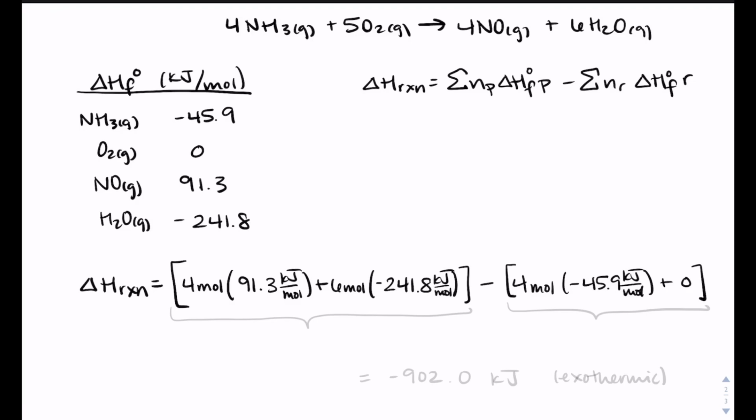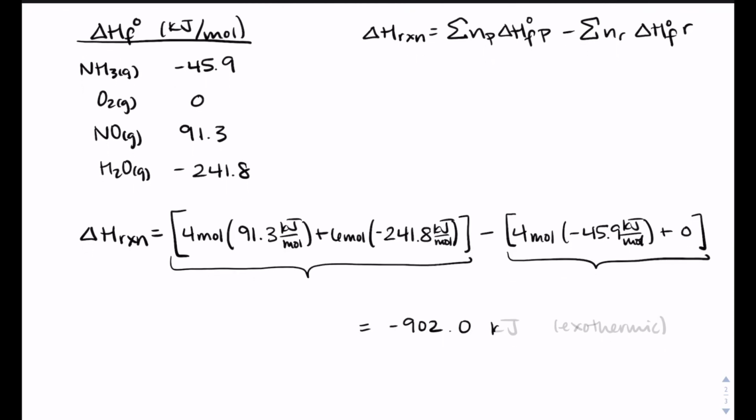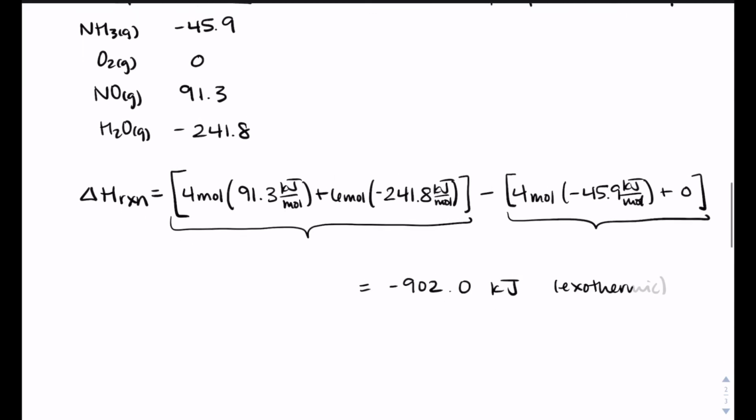I've got brackets here. I will usually find the result of each piece. It's also much easier for me to check your work if you find the result from each piece. In the end, from this, though, you should get negative 902.0 kilojoules. So this reaction overall, it has a negative delta H reaction, is exothermic.